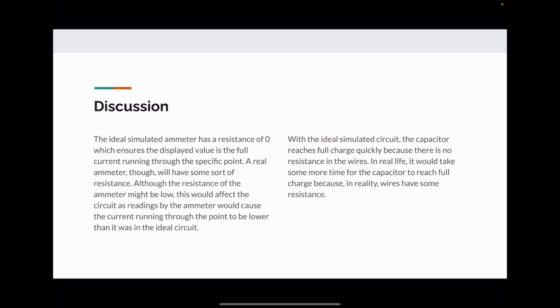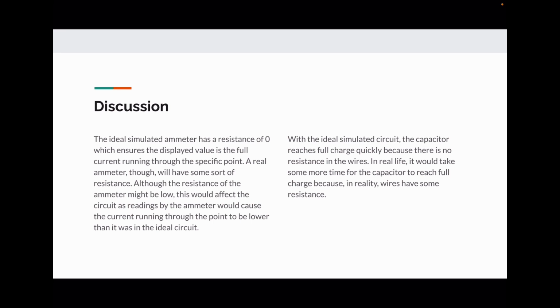The ideal simulated ammeter has a resistance of 0, which ensures the displayed value is the full current running through the specific point. A real ammeter, though, will have some sort of resistance. Although this may be low, this would affect the circuit, as readings by the ammeter would cause the current running through the point to be lower than it was in the ideal circuit.